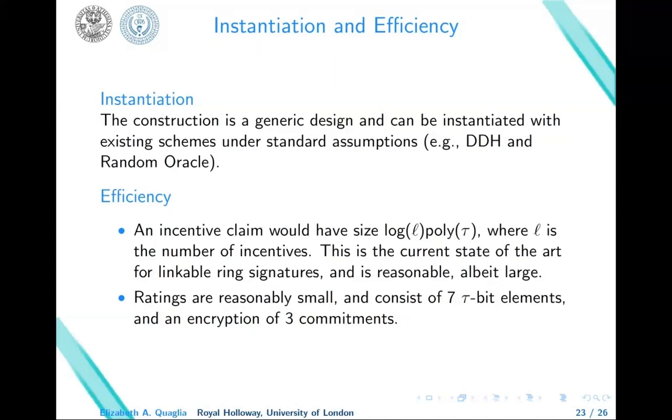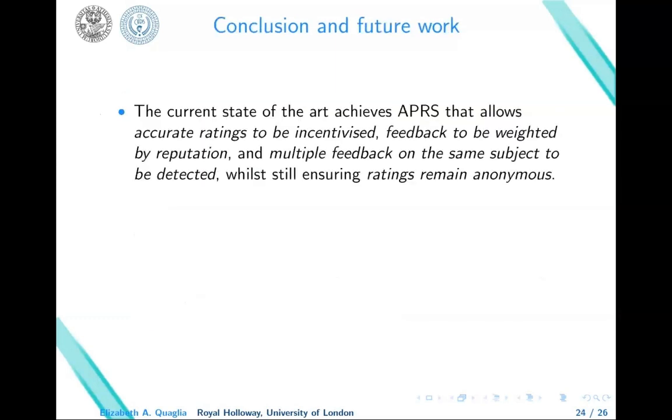Ratings are reasonably smaller. So it's an okay construction, but obviously there's space for improvement. And indeed, that's great because it means there's lots of work that can be done, but it does show a sort of proof of concept in a way, because it brings the state of the art in achieving PRS to a situation where we can allow accurate ratings to be incentivized, feedback to be weighed by reputation, and multiple feedback on the same subject to be detected, whilst at the same time ensuring that ratings remain anonymous. So this is a good place to be in terms of security guarantees.